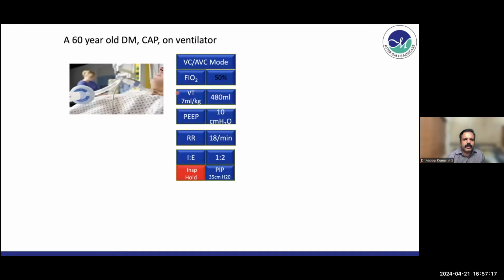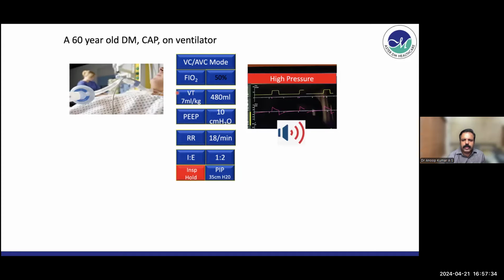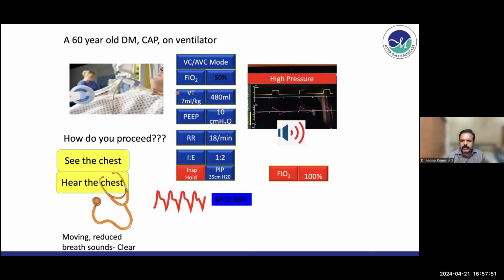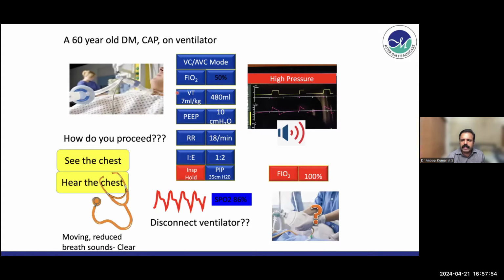So this is a 60-year-old diabetic, community-acquired pneumonia on ventilator, volume control mode, 50% FiO2, 480 tidal volume, PEEP 10, respiratory rate 18, I:E ratio 1:2, and the inspiratory pressure is 35, and it is showing a high pressure alarm. How do you proceed? So again, you have to see the patient, listen to the chest, and immediately make the FiO2 100%. Then look for reduced breath sounds, or it can be because of some obstruction. If SpO2 is coming down, immediately disconnect and then ambu ventilate.